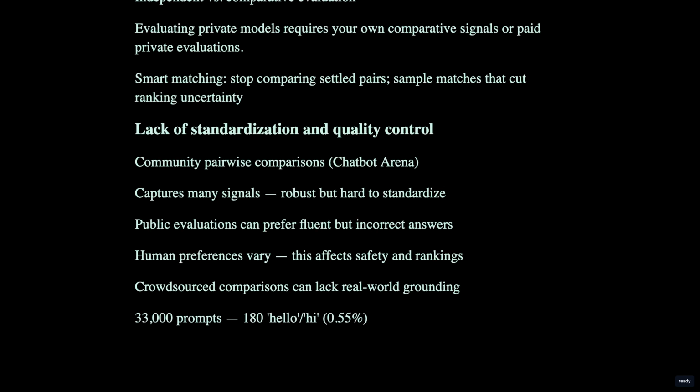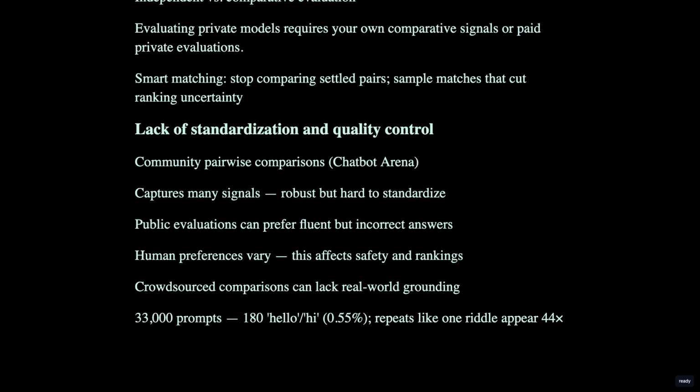In the LLM-as-a-Judge Chatbot Arena collection of about 33,000 prompts, exactly 180 entries are the simple greetings hello or hi, which is roughly 0.55% of the set. That count ignores obvious variants like hello or hey, so short greetings likely make up a larger share.